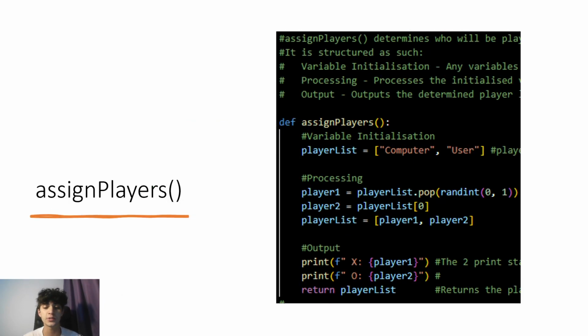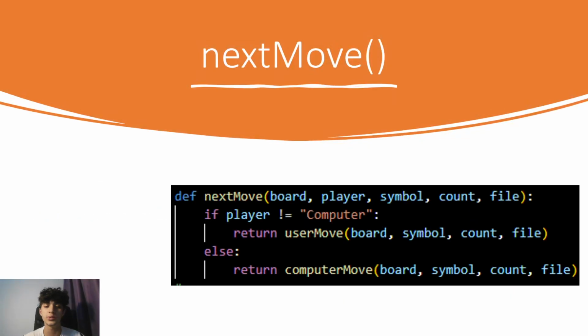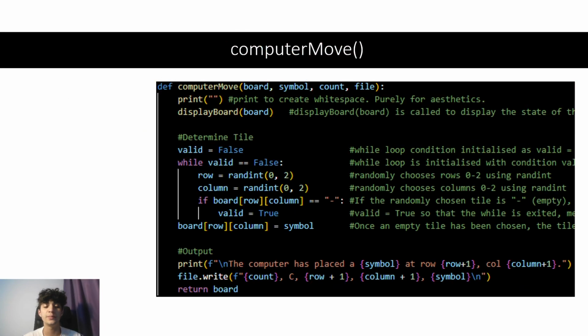Then we've got assign players, which I mentioned before. It's just using rand int and a player list, and it randomly selects index 0 or 1 of the player list to determine whether it's computer or user. We've got next move, which, if the player is computer, does computer move, otherwise it's user move. And computer move uses rand int again to determine a random row and column. Based off of this position, we check whether it's an empty tile. If it is an empty tile, it's considered valid and the board is updated. Otherwise, a new random row and column is selected.